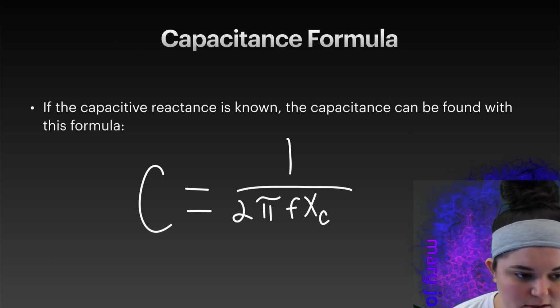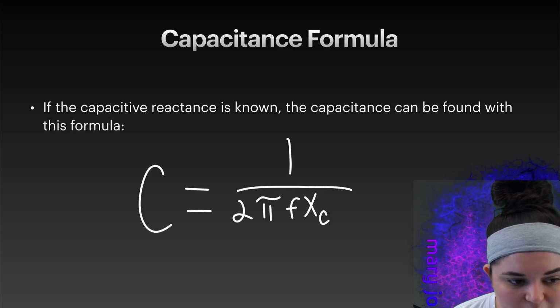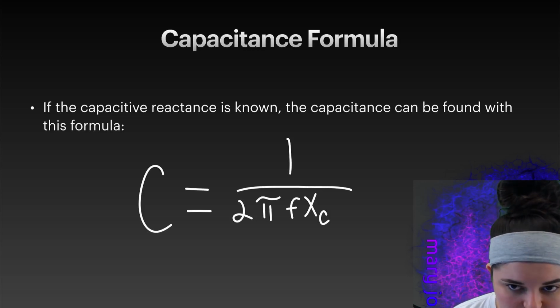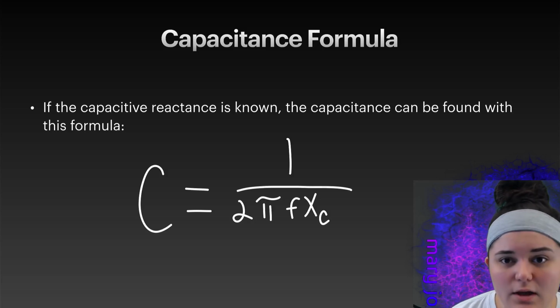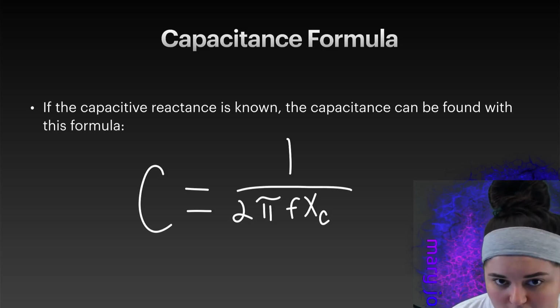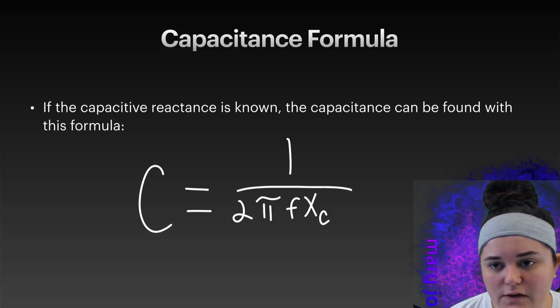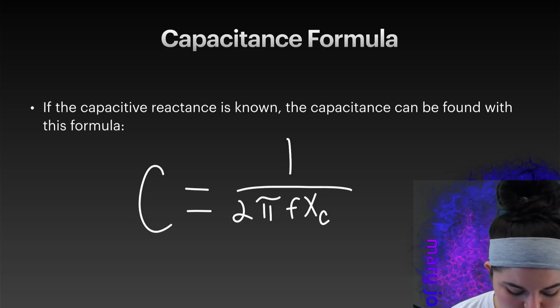Here is the capacitance formula. So if your capacitive reactance is known, the capacitance can be found with this formula. So it's just the exact opposite of the capacitive reactance formula, depending on which one you know. But you always have to find your capacitive reactance first. So this is going to be the formula if you're looking for just capacitance.